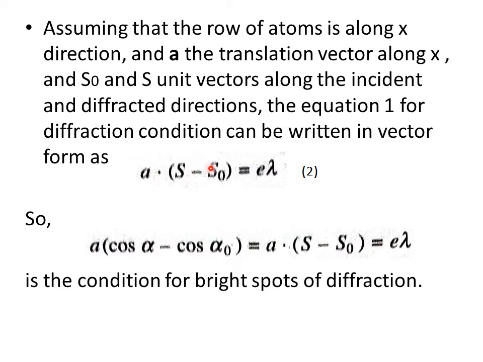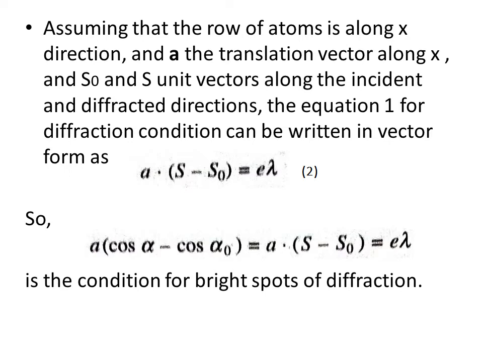And we will assume S0 to be the direction of the incident X-ray beam and S to be the direction of the diffracted X-ray beam. They will be indicated by the corresponding direction cosines alpha 0 and alpha. So that means this equation, since we have got A cos alpha, we will be able to write as a dot product in terms of the corresponding vectors.